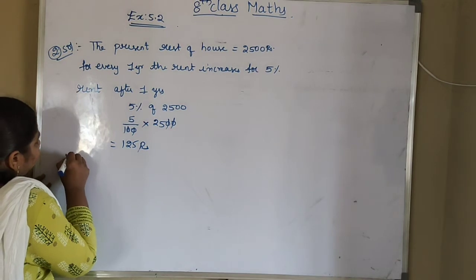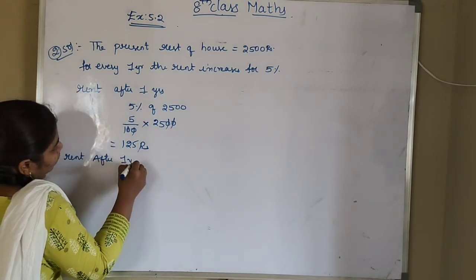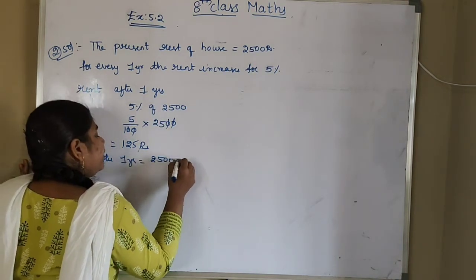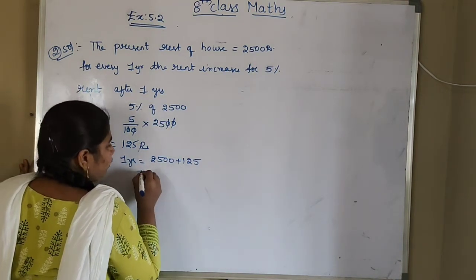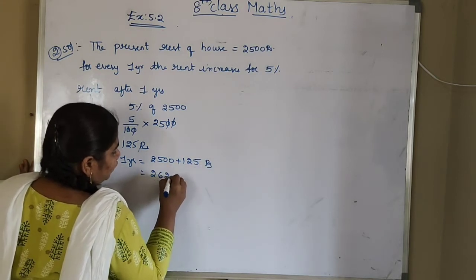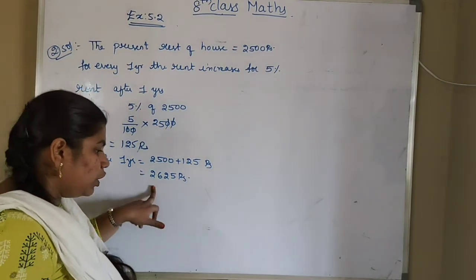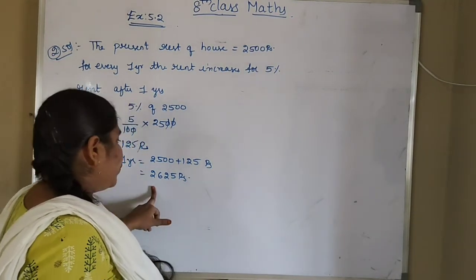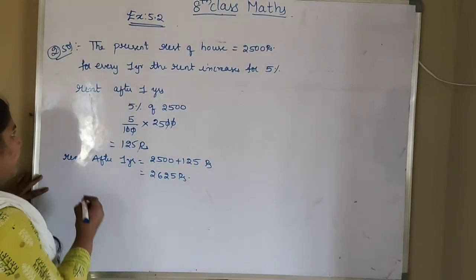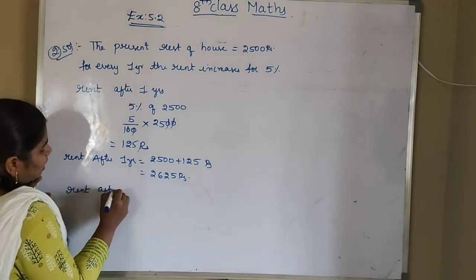Rent after 1 year will be 2500 plus 125 rupees. That will be 2625 rupees. That means after 1 year the rent is how much? 2625. This is only for 1 year. Now the second year we are finding.